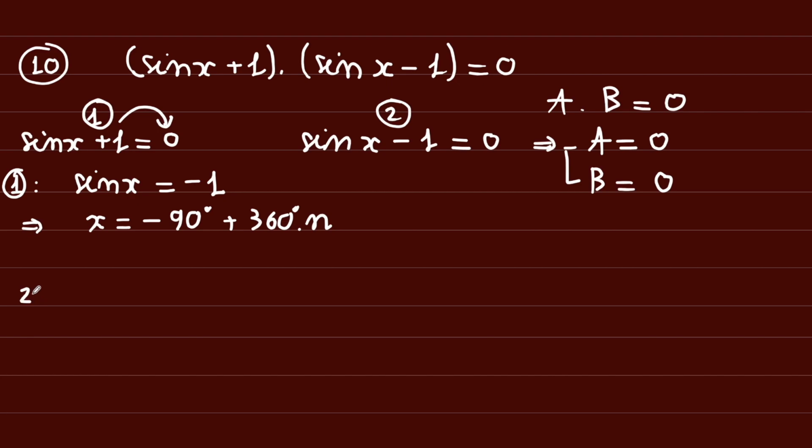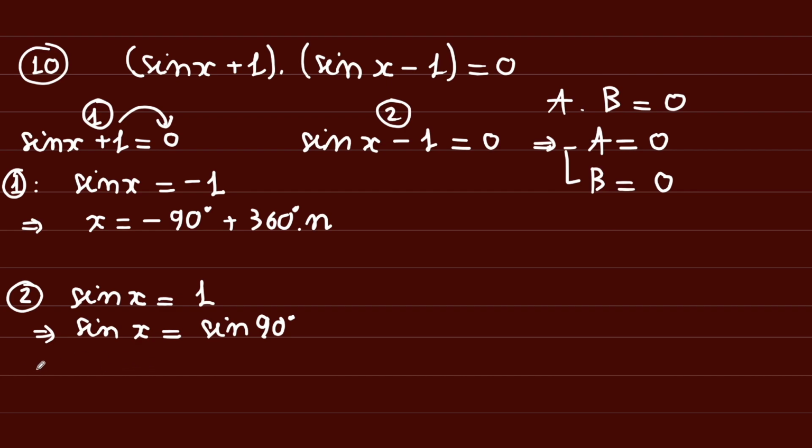And about the second one, you have sine h minus 1 equal to 0. This is equal to 1 here, and you will have sine h equal to 1, which means sine of 90 degrees. Sine h equal to 1 is one of the special angles of the sine function. So for this case, we have only one general solution, 90 degrees plus 360 degrees multiply n.